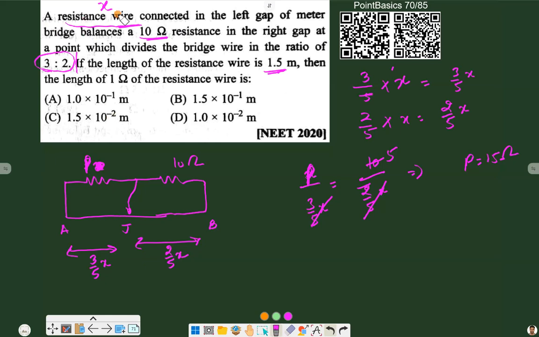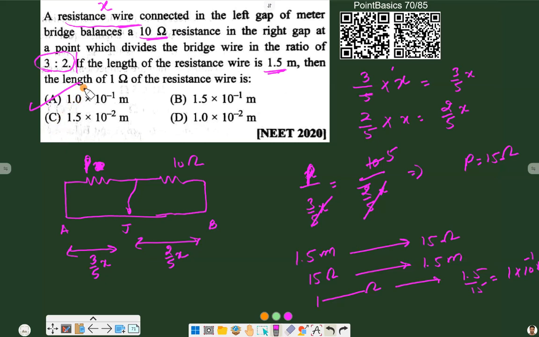This is the resistance of the wire and the length of the wire is 1.5 meter. So 1.5 meter length has 15 ohm as a resistance. So we have to find out the length of 1 ohm. So we write in inverse. 15 ohm resistance has a length of 1.5 meter and 1 ohm resistance will have a length of 1.5 by 15. This will be 1 into 10 raised to power minus 1 meter. And that is option A, the right answer.